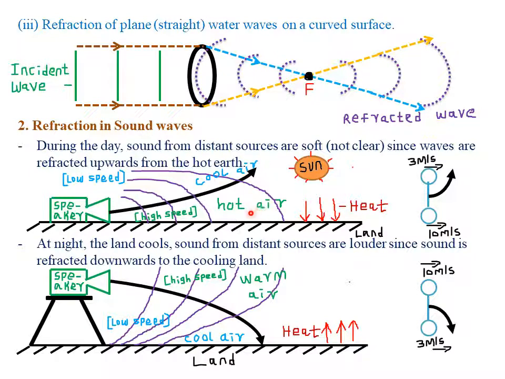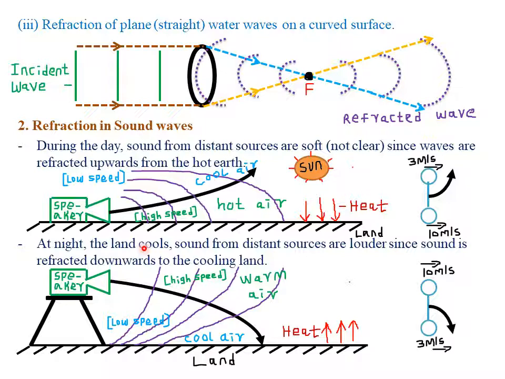Therefore, the observer who is at this particular point will not be able to hear the sound that was produced from the speaker. So this explains why during daytime the sound is produced, yes, but it cannot travel to longer distances, because the people who are, for example, at this particular point will not get any sound, because all the sound is refracted upward. However, at night, the land usually cools at a faster rate.